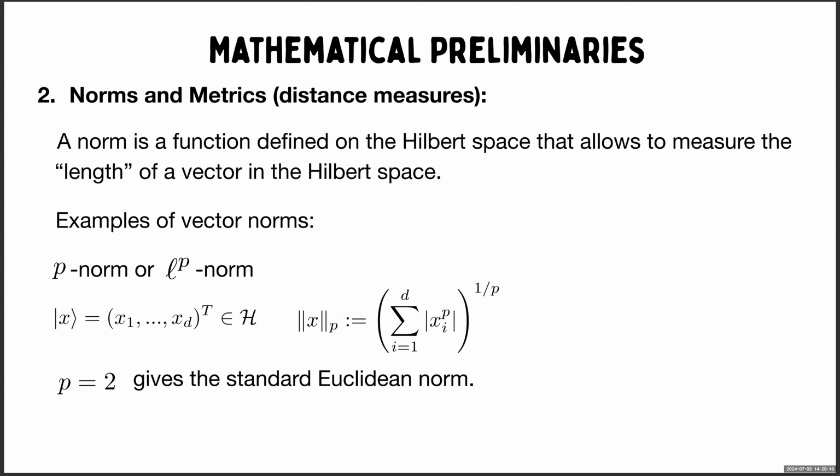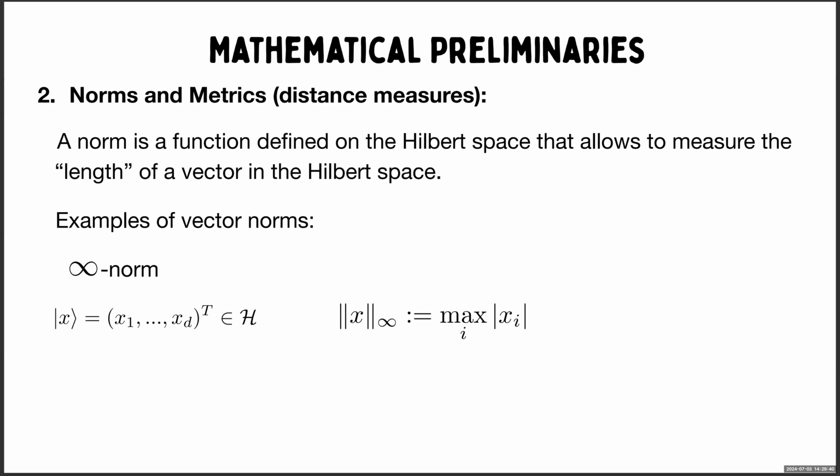The p norm, or the Lp norm, is defined as follows: if you have some vector in a Hilbert space, a d-dimensional vector, then the p norm of this vector is the sum over i from 1 to d of the absolute value of x_i raised to the power p, and it's all raised to the power 1 over p. Okay, and for p equals 2, we of course get the standard Euclidean norm. So this is just the p norm.